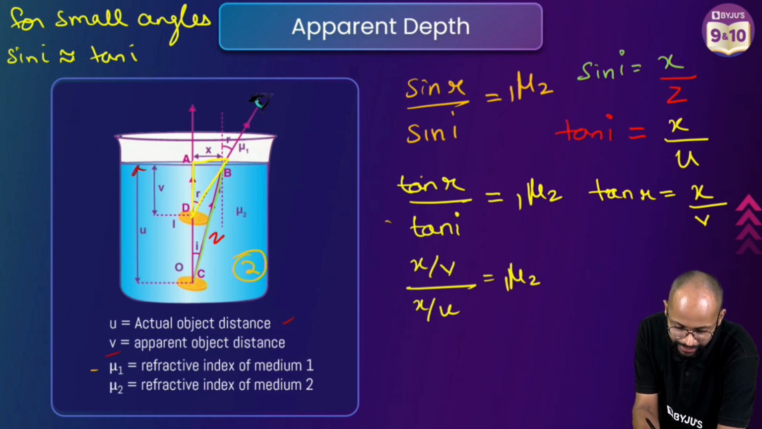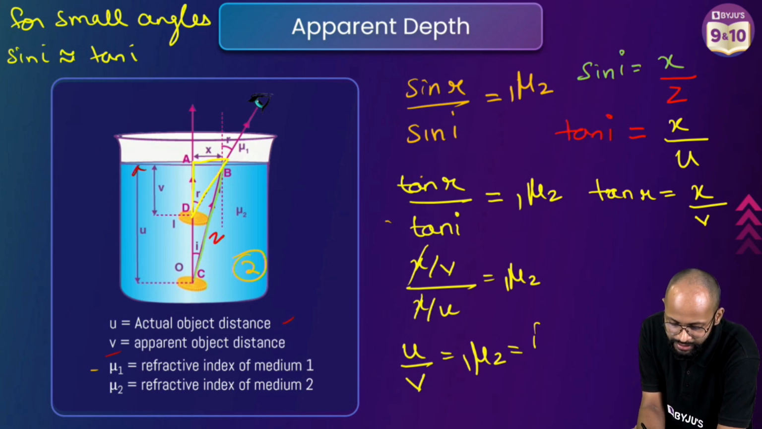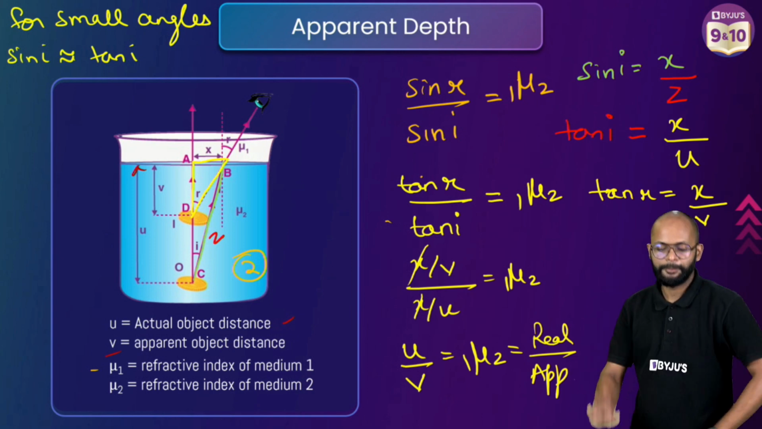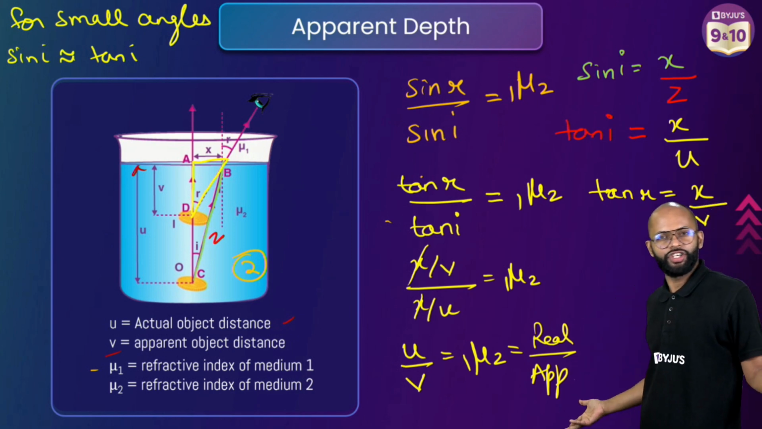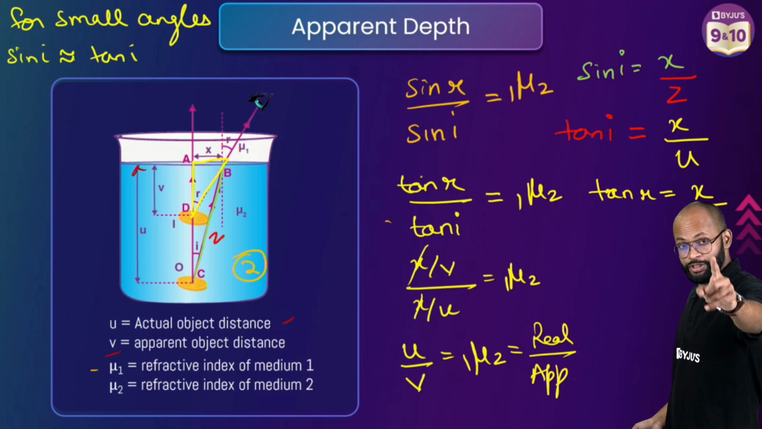So what do you get? x and x get cancelled, so it becomes u upon v is equal to mu 2 to 1. So can we say it is real depth upon apparent depth? That's the derivation. Simulations are powerful.